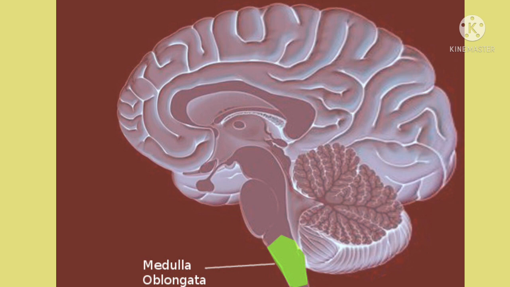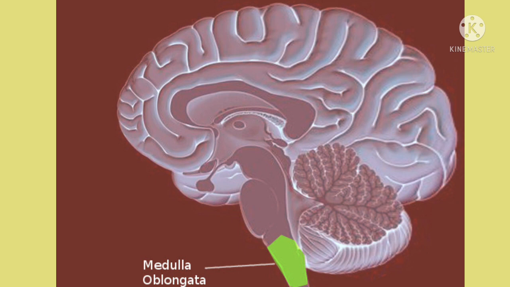Clear? What are the functions? Respiratory and vasomotor centers control heartbeat, respiration and contractions of blood vessels. It also regulates vomiting and salivation. So these are the functions of the medulla oblongata.